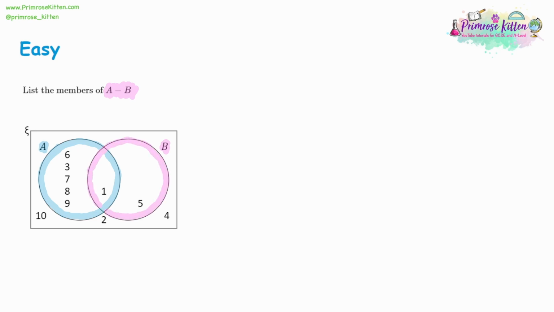So let's write down each set. Set A has 1, 3, 6, 7, 8, and 9. Set B has got 1 and 5. So what is set A take away B going to give us? So really all we're going to do is take away the numbers from one set away from the other set. So we're going to start off with set A because it's A take away B.